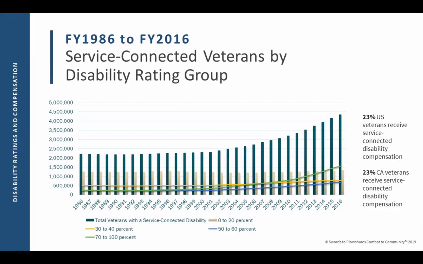So looking at the service-connected veterans by disability rating group, these different percentages present different access to different care. There's a 30% disability rating threshold when a veteran can get all their care at the VA. If you have a rating under that, you can only get care for the disabilities that occurred in service, so for the specific service-connected disabilities.